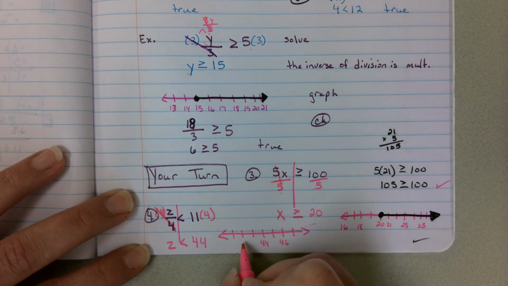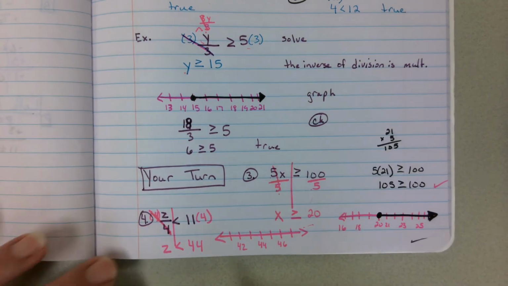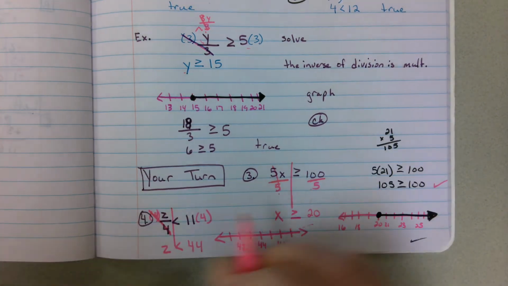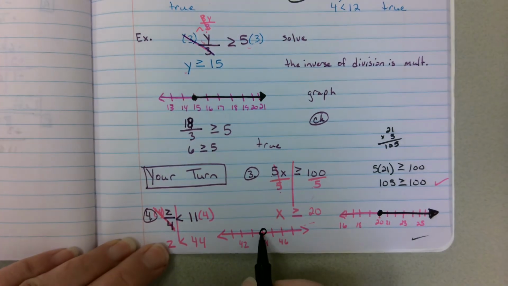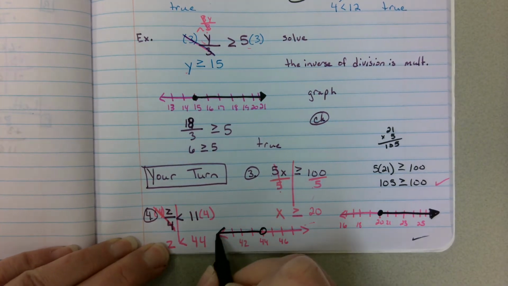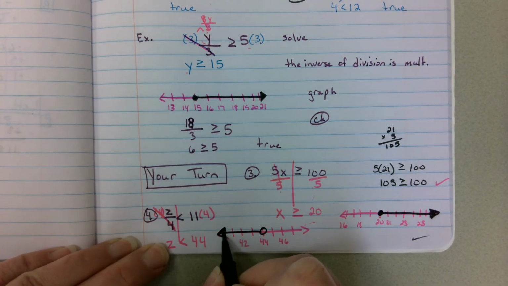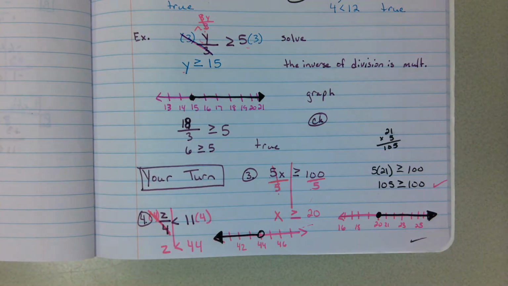All right, open circle at 44. I'm gonna use a different color. And my arrow is all these values less than. It's gonna go this direction. And we're gonna check it.